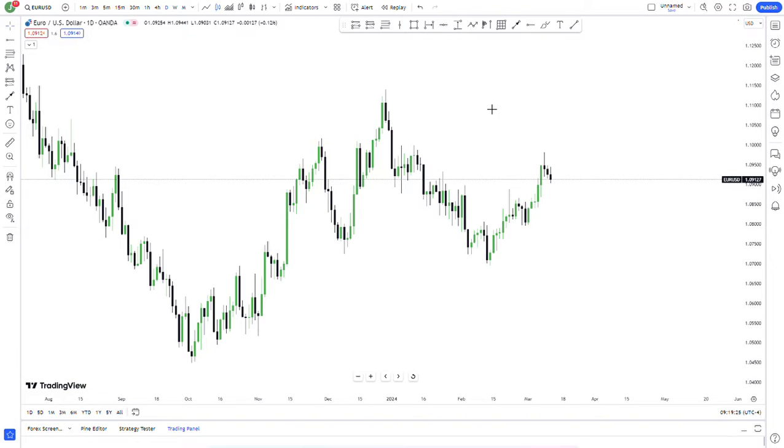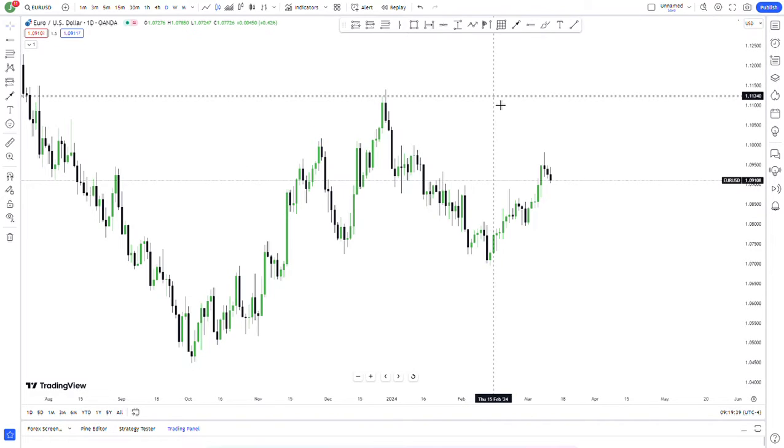Today we will be going through the move from the past week on EURUSD, from Monday up until Friday, and we'll be using the weekly expansion range method. Now, without wasting any further time, let's get into the chart.